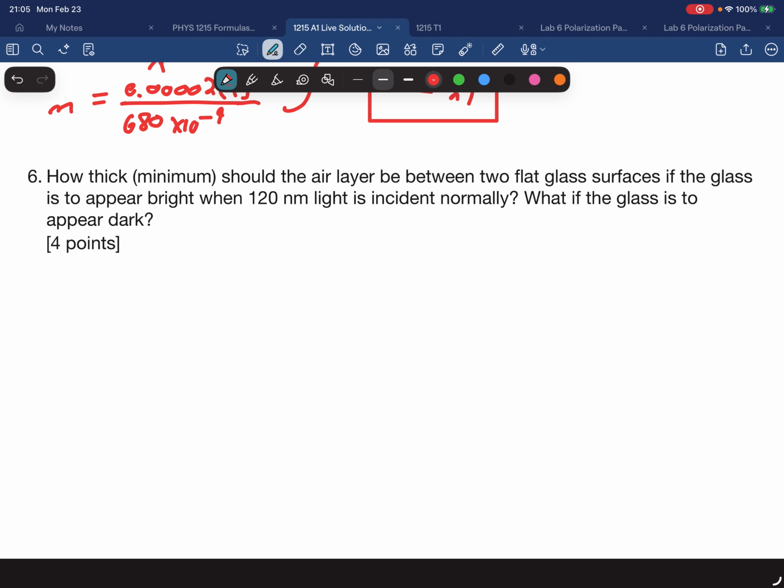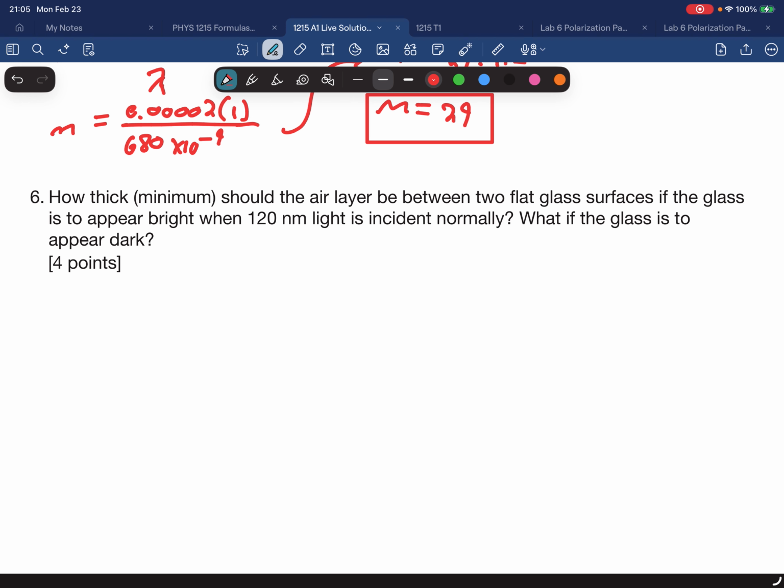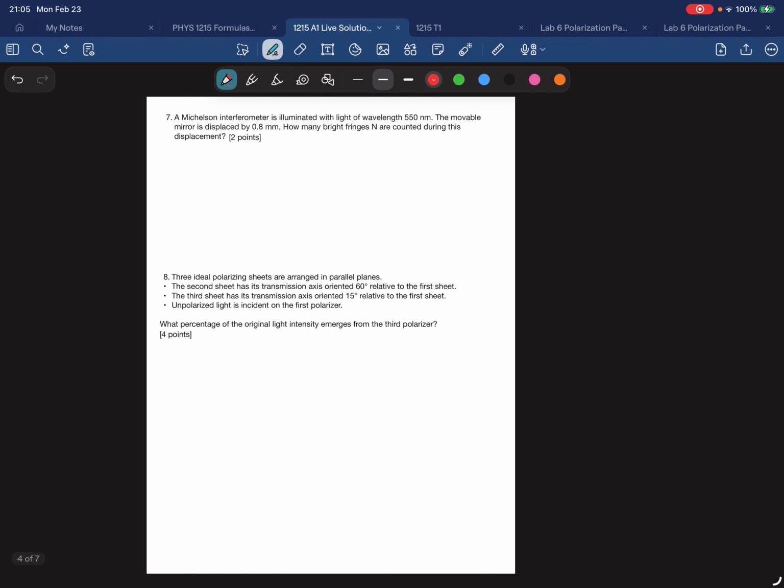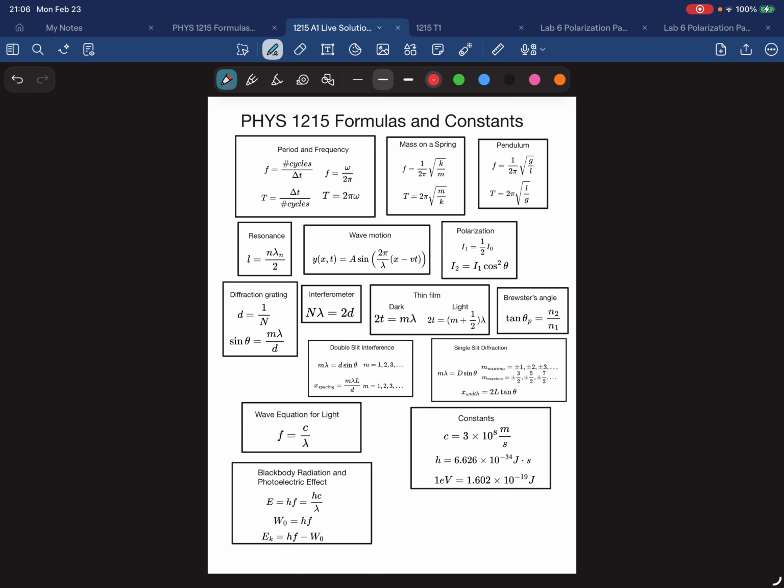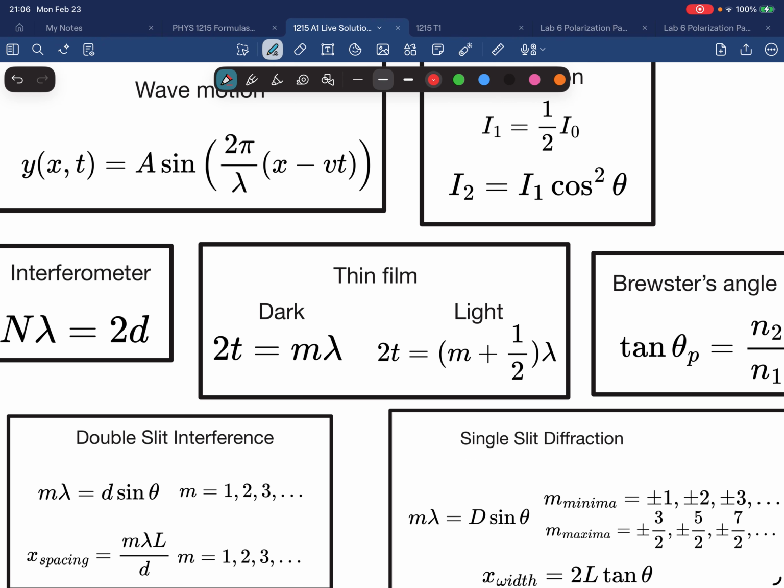Question 6 now. How thick minimum should the air layer be between two flat glass surfaces if the glass is to appear bright when 120 nanometer light is incident normally? What if the glass is to appear dark? So here, I'm going to do light, and I'll do dark. Now, originally, on the first assignment I posted, I had the light and dark formulas mixed up. My bad, I'm sorry. Now it is correct. So light is the one with the +1/2 in there.